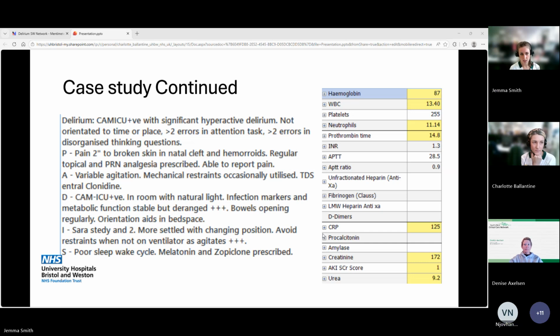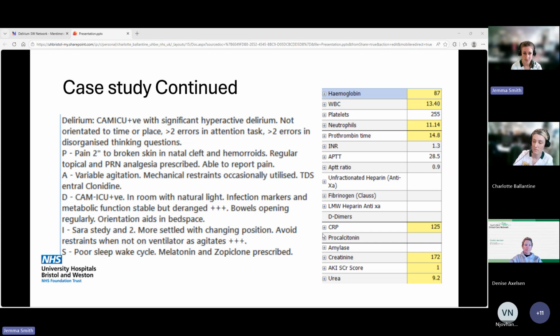Yeah, great. So we can see that we've started to get this chap moving. We've got a non-hoist based transfer method. So he's actively participating in his position changes between therapies inputs, which is great. Initially this chap was in one of the bed spaces on our ICU that is essentially a cave, but we'd moved him to a room with natural light, which was really helpful in terms of his circadian rhythms. We know that his bowels are opening regularly. We've popped in some orientation aids.